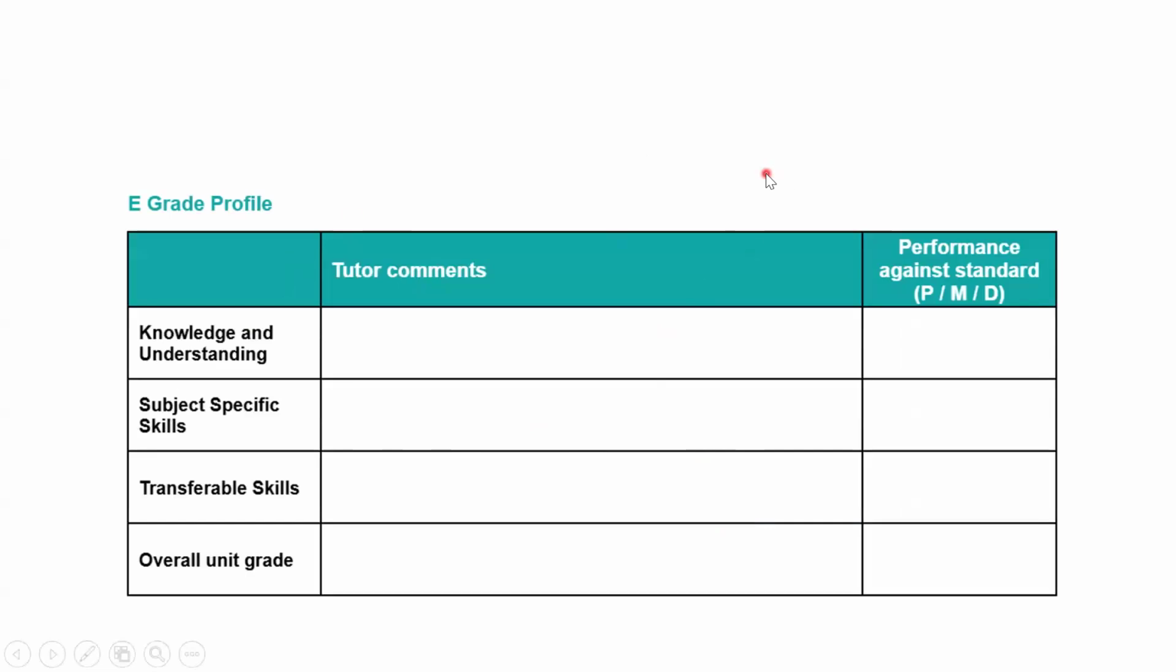A bit about how we assess you. When we assess you, we look at your knowledge and understanding, and we have particular standards against which we assess. We look at your subject-specific skills, some transferable skills, and the overall unit grade. So you should display good knowledge and understanding and subject-specific skills, mentioning whatever you have learned, and those transferable skills, and then we determine your overall grade.